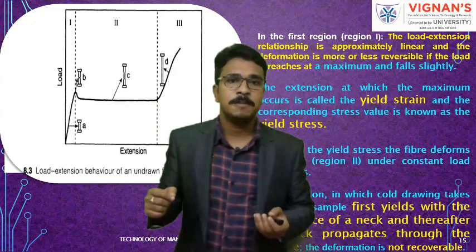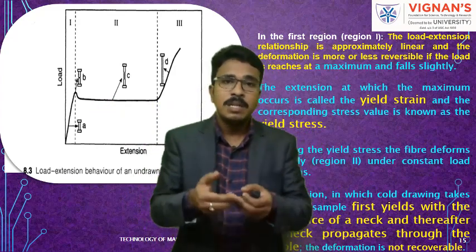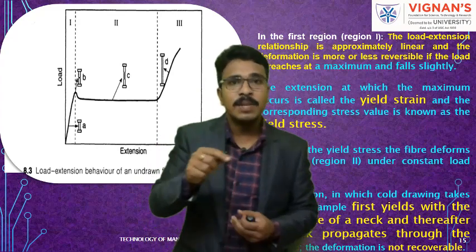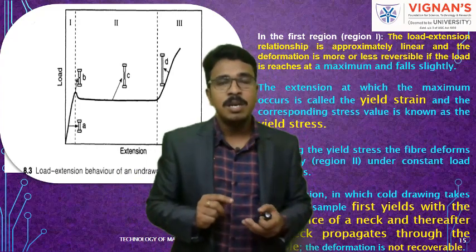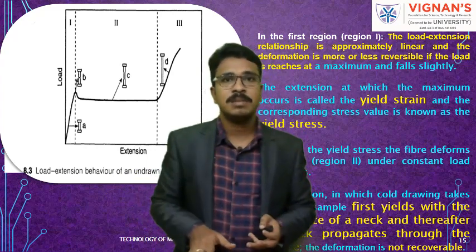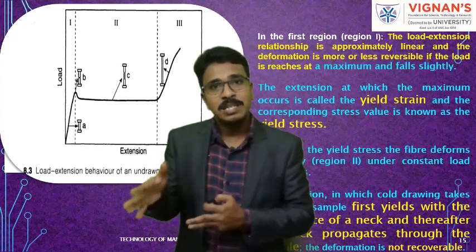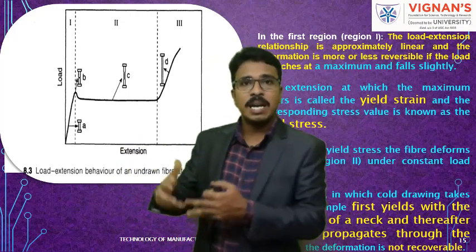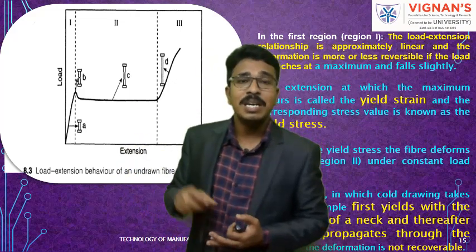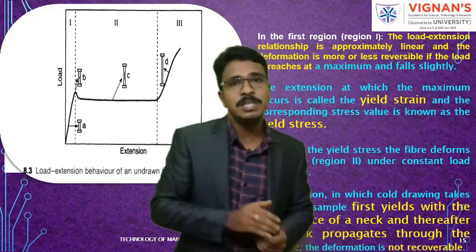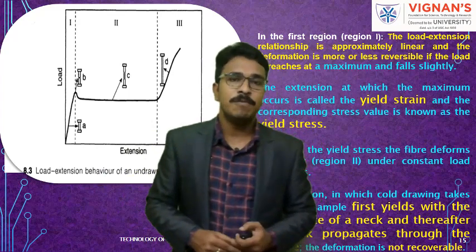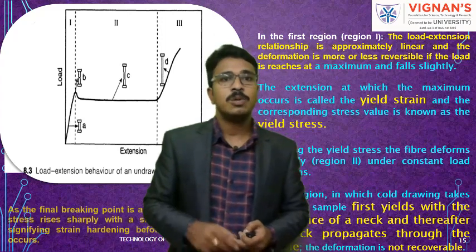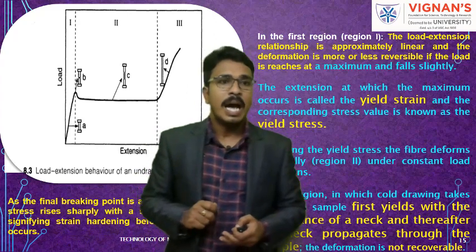The neck propagates through the sample. Whatever deformation, necking and neck propagation occurs is not recoverable. That means at this stage, if you remove the entire load on the filament, the filament will not come to its original state. Why? Because it has deformed plastically. Understand? So this is about region 2.